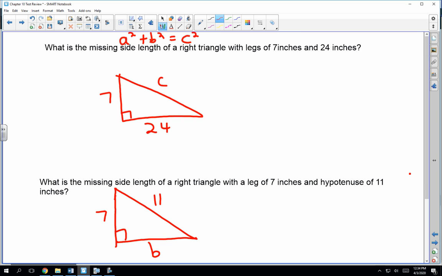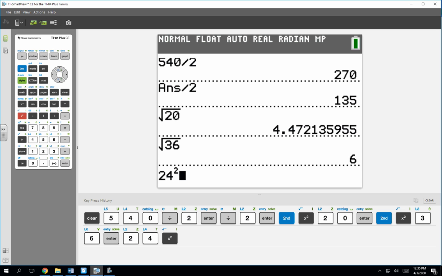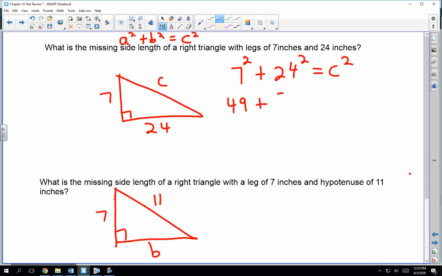So on this first one, I have, let's call A, 7. So 7 squared plus 24 squared equals c squared. You may know 7 squared is 49. 24 squared, we may not know. We go to our calculator, type in 24, hit the x squared button, and I get 576. So 49 plus 576 equals c squared.